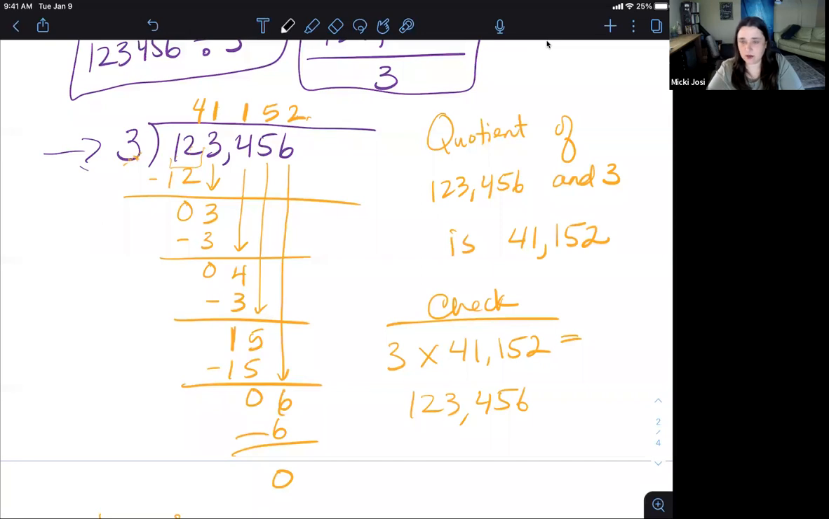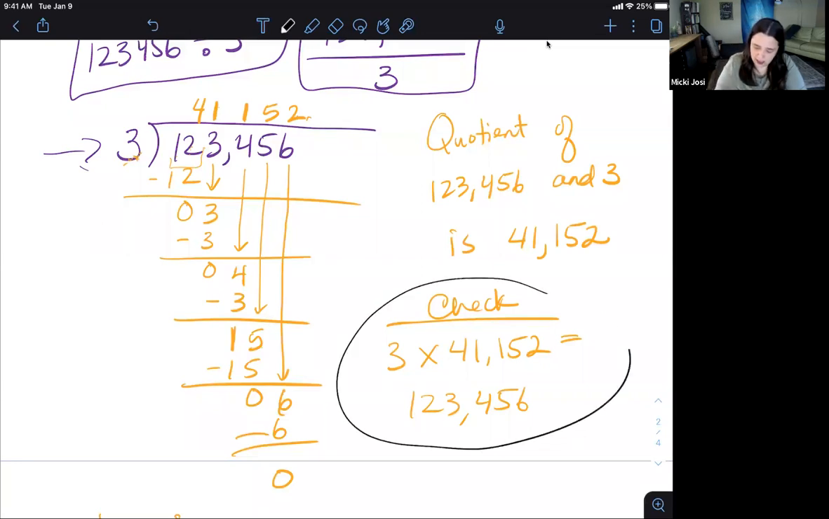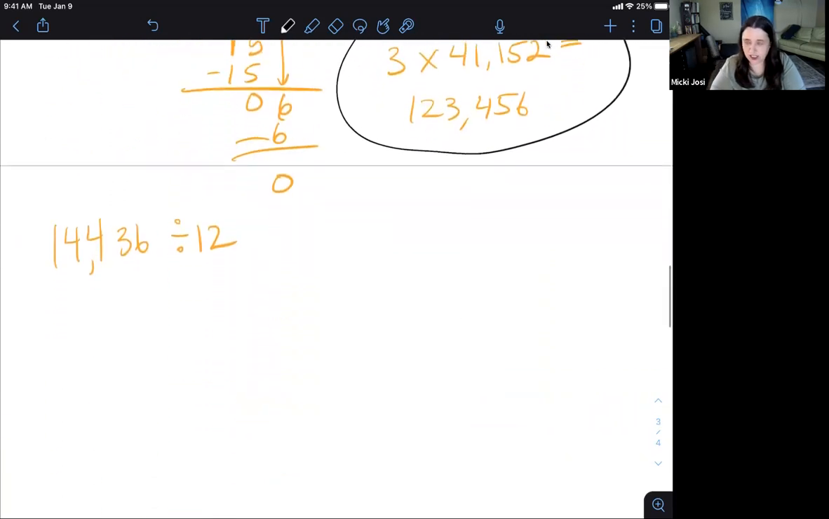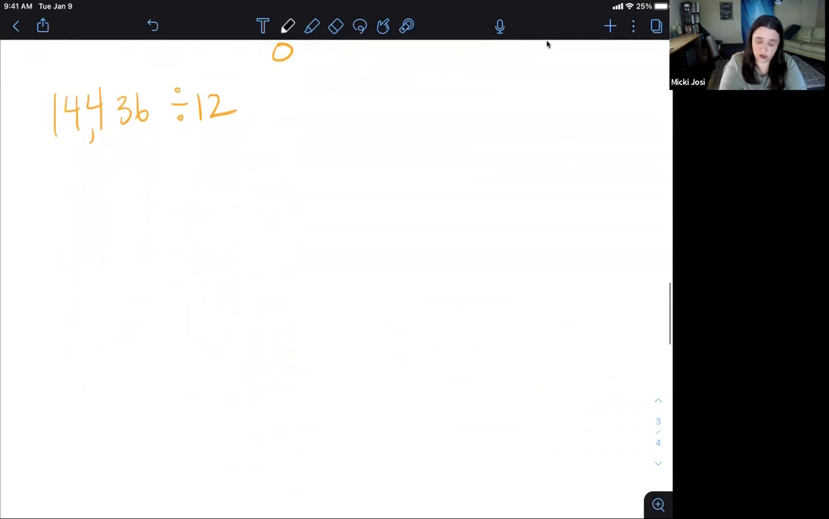Okay, so that was awesome. You just checked to see that this worked out. You did multiplication. We're not going to go over multiplication now, it's another video. So now we wanted to do a different problem, a 2-digit divisor. I just made up the number 14,436 divided by 12. I actually don't have a divisibility rule for 12, but there is one on another video I made for 6, 5, 9, 11, and 10.